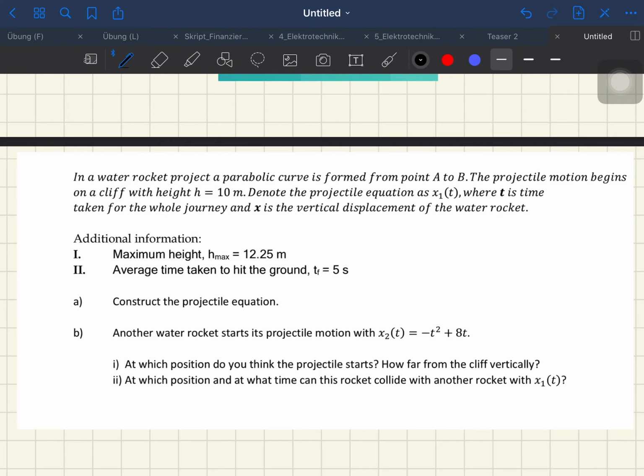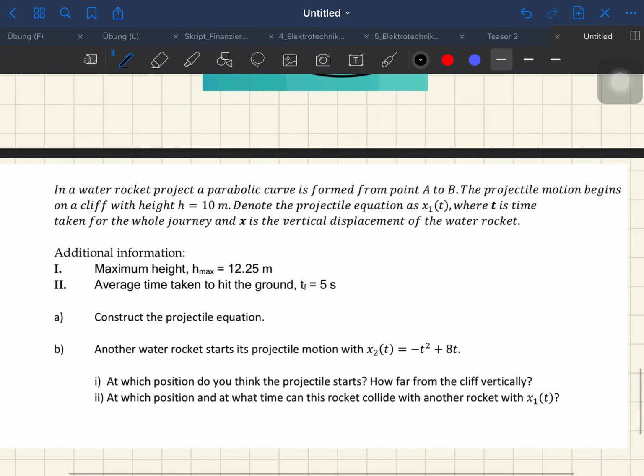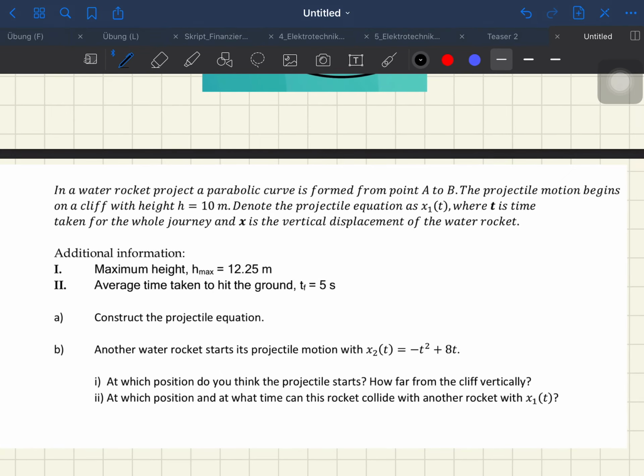You will see this water rocket project question. In a water rocket project, a parabolic curve is formed from A and B. So the projectile motion begins on the cliff with a height. Okay, we try to just highlight some terms. Height h equals 10 meters.